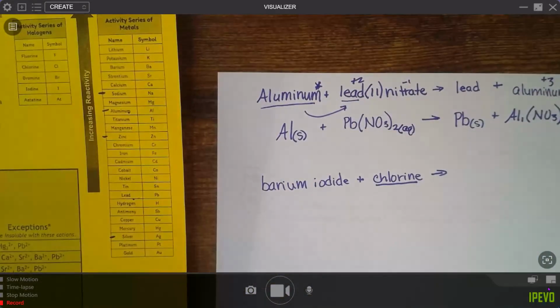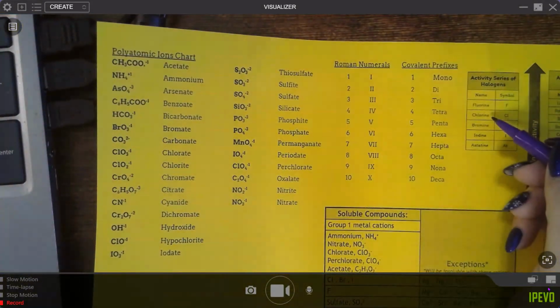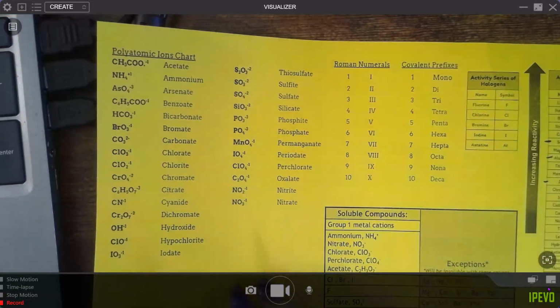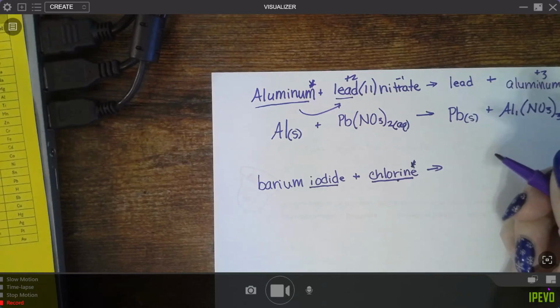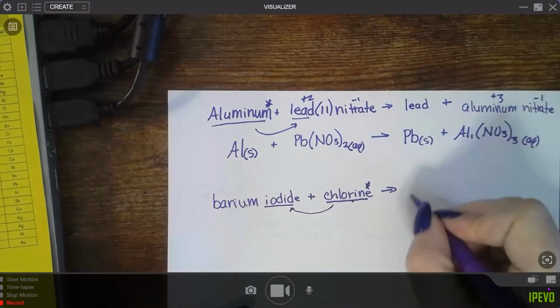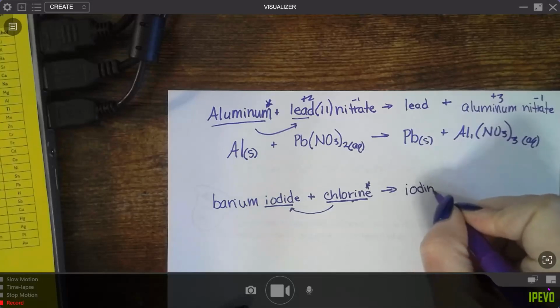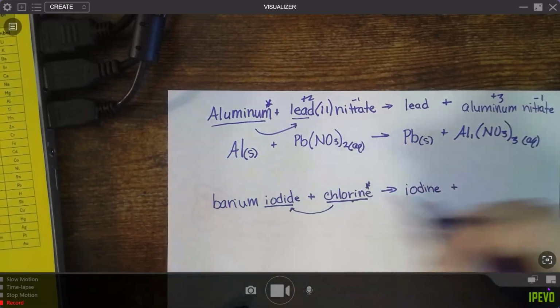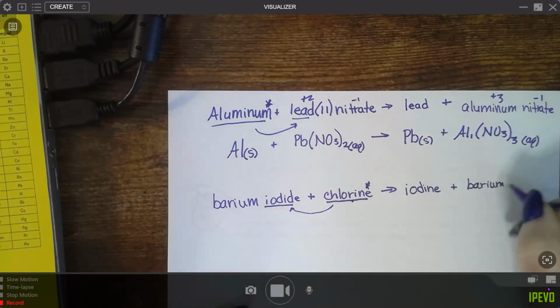So if you look at your equation, you have chlorine and you have iodine. All right, so chlorine is here, iodine is 2 lower. So chlorine is the most reactive. So it is going to take iodide's place. Okay, so it's going to kick iodide out, which is going to be iodine, plus barium chloride.